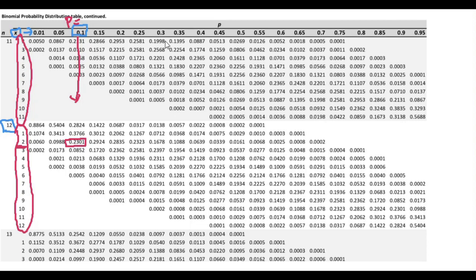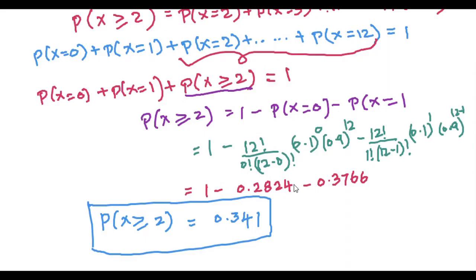And for part B, we got 1 minus P of x equal to 0. Here the value of P of x equal to 0 is 0.2824, and the probability for x equal to 1 is 0.3766. So we get 1 minus 0.2824 minus 0.3766. So the probability x greater than or equal to 2 equals 0.341.